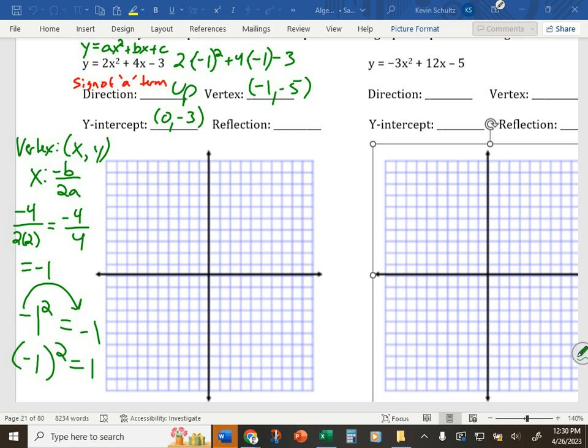So we're going to start to plot here. Our y-intercept is 0, -3. We're going to put that point in. Our vertex is -1, -5, so that's going to be right here. And what we've just done is we've graphed half of our parabola, right? We know the vertex is in the middle, and so it's going to start here and come up like this.